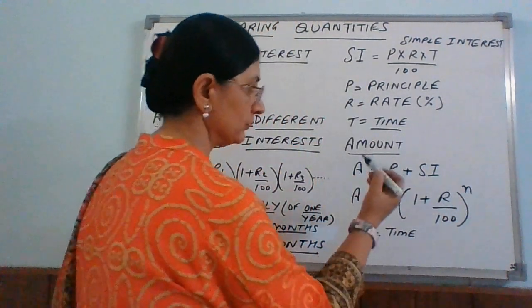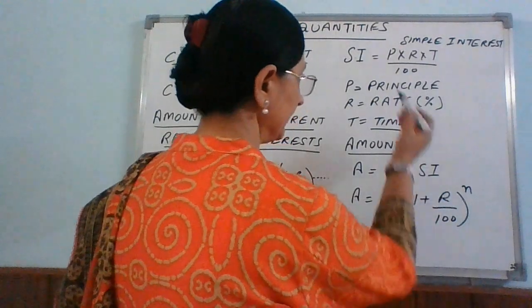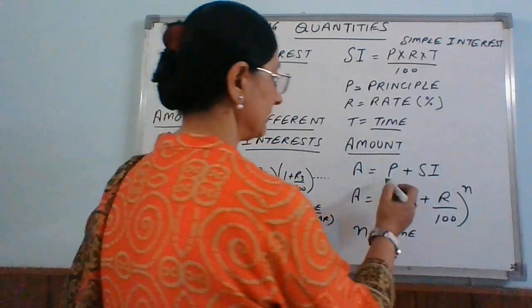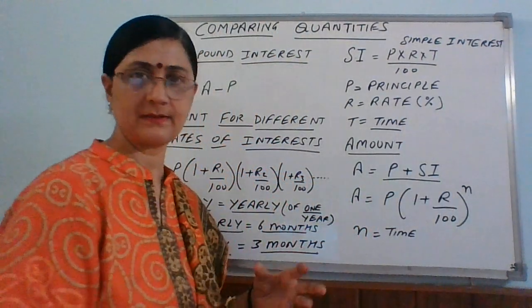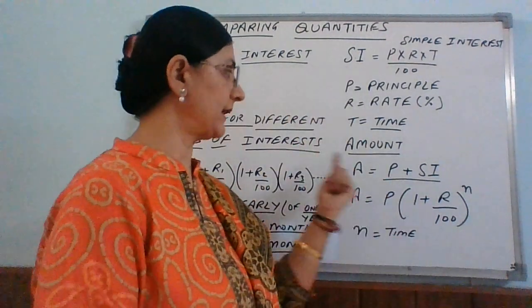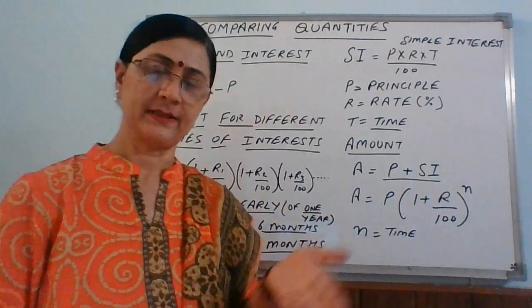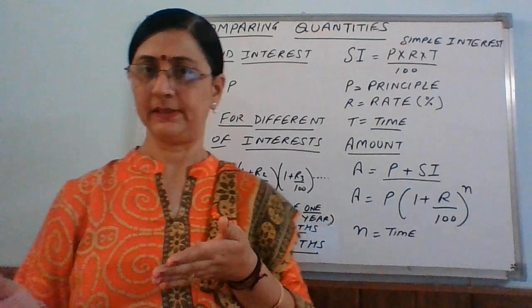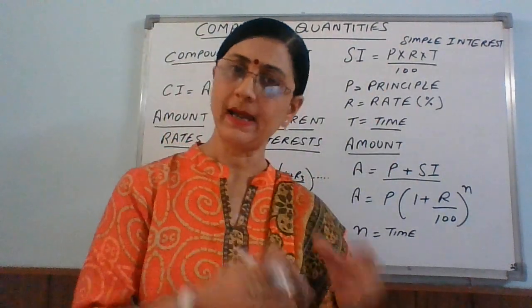So what is amount? How do we calculate amount? In terms of simple interest, it is the principal plus simple interest. If you have calculated simple interest, then the amount is found by taking the principal, which is your starting value, calculating the simple interest, and adding it to it.